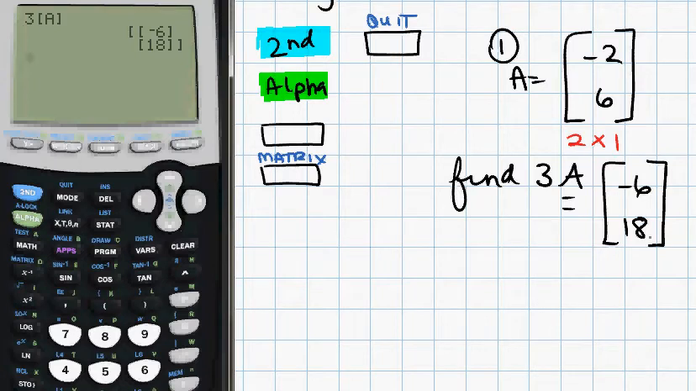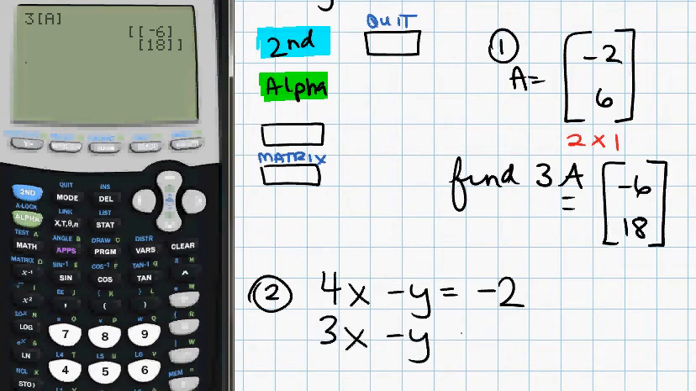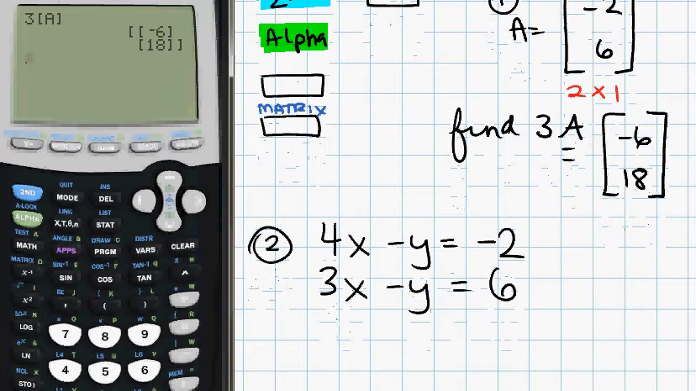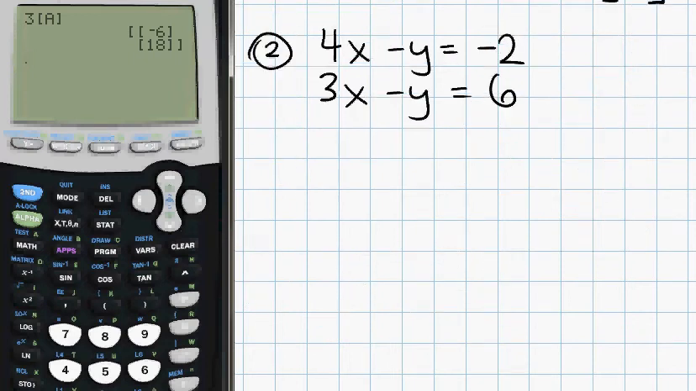So why in the world do we want to type matrices into the calculator? We can use matrices to solve systems. This is still chapter 3. We are still solving systems. So we are going to use this matrix to solve a system. Our system is going to be 4x minus y equals -2 and 3x minus y equals 6. From your previous tests, I know that you could solve this by graphing, substitution, or elimination. Most of you had that down pat, but we want to use the calculator instead.